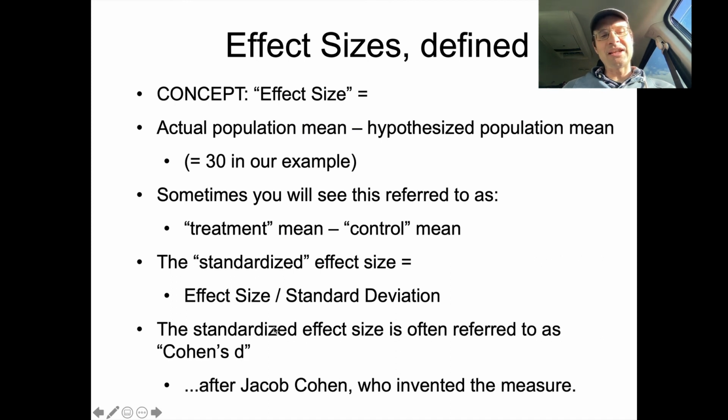And this standardized effect size is often referred to as Cohen's d, because the guy who came up with this whole idea of effect size and standardizing it was a guy named Jacob Cohen. He invented this measure and argued for it pretty eloquently back in the 80s, or in the 20th century at least, and now it's becoming more and more influential as we actually report statistics in social sciences.